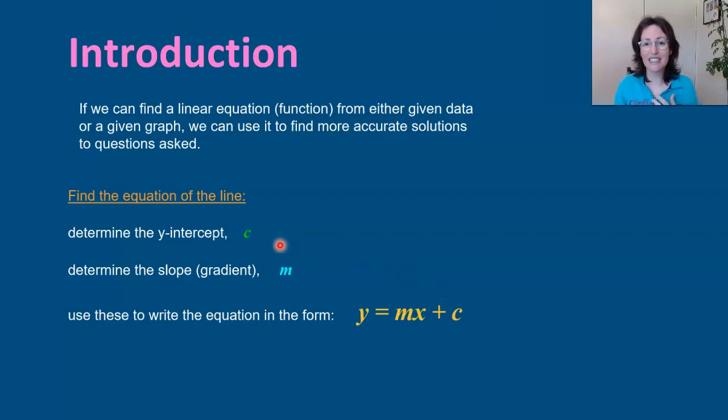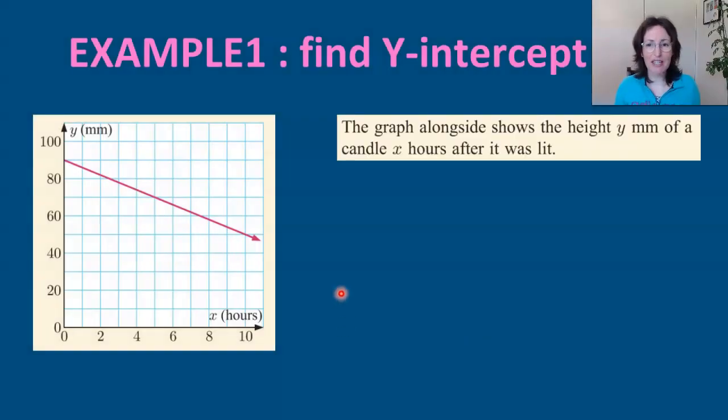The reason for that is in this particular format, you can just substitute that number straight in here for the plus c. And also the x value at the y-intercept is 0. That often makes things much easier to work with. So in this example here, the graph is the height in millimeters of a candle x hours after it was lit. Having a look at our axes, on the horizontal, the x-axis, we're measuring in hours, and our vertical axis, the y, is millimeters.